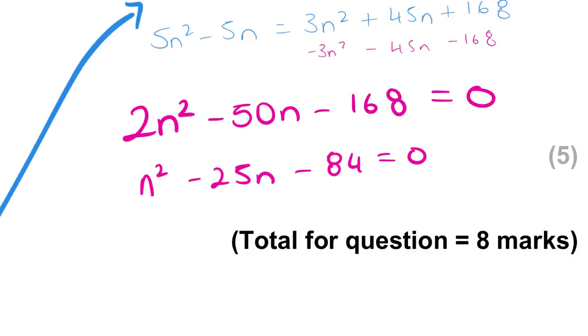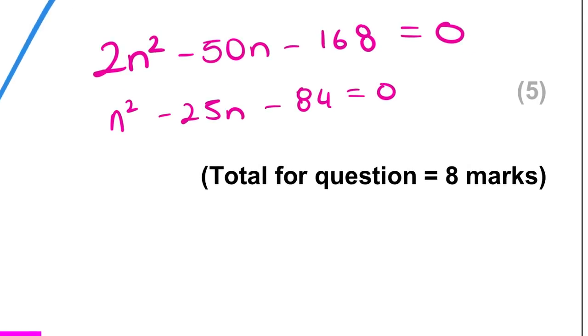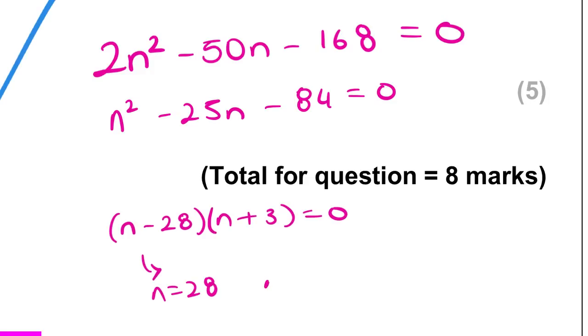Anyone? No? Okay, so then you're going to use the quadratic formula, or some of you have been using your calculators. Okay? So, 28 and negative 3. So, (n minus 28)(n plus 3) equals 0. So you could factorize it. So what do we get? n equals 28 or n equals negative 3.